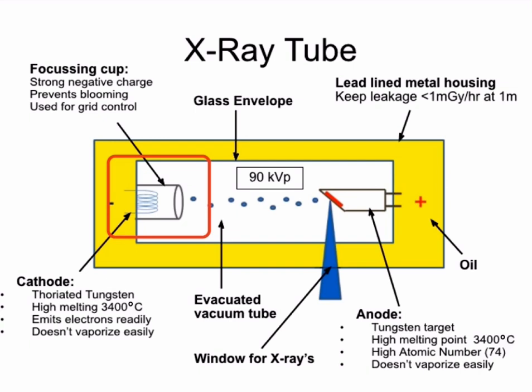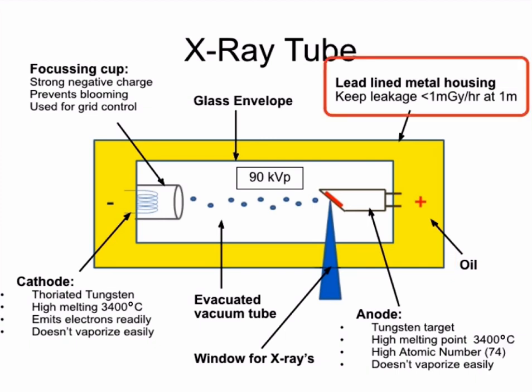If the negative charge of the focusing cup is great enough, it can actually prevent the emission of electrons altogether, and this can be used for rapid control of X-ray emission, known as grid control. The components are held in a glass envelope, and this is surrounded by oil to conduct the heat away. Outside of this is a lead-lined metal housing.